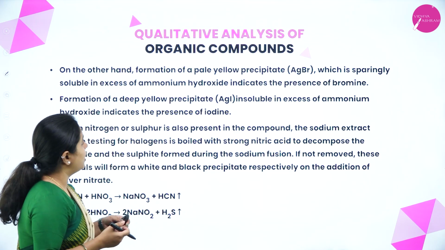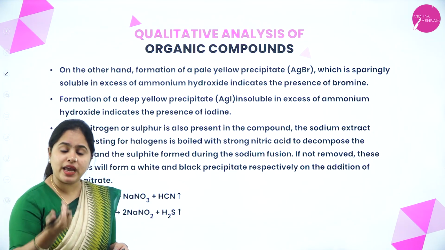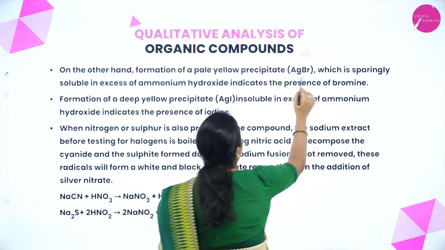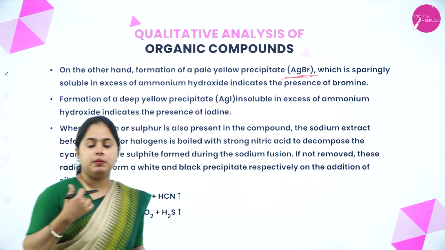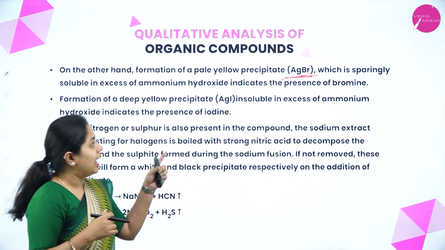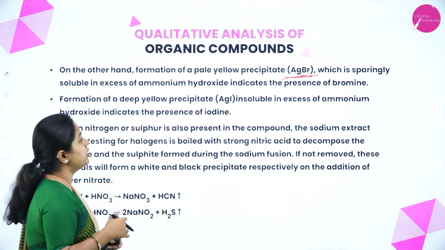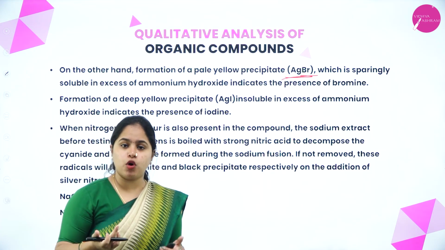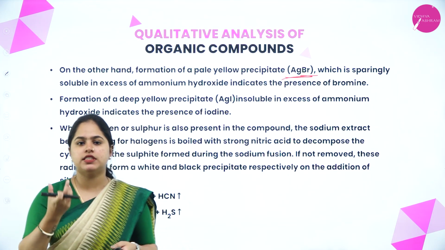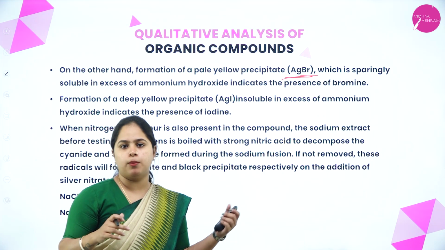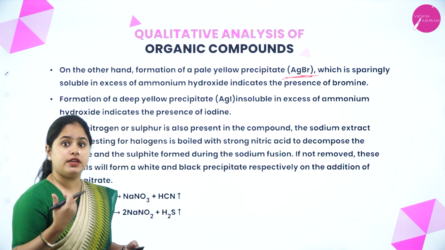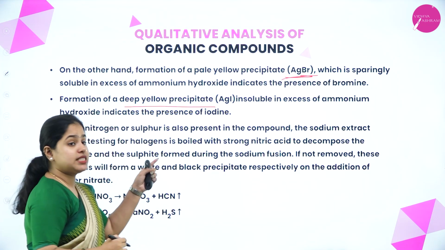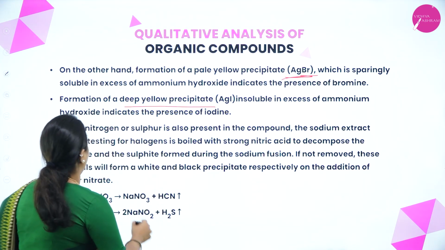Now on the other hand, the formation of a pale yellow color. If it is a pale yellow color, yes, the compound formed will be silver bromide, right? And this will be sparingly soluble in excess of ammonium hydroxide, right? So if it is bromine, you will get a pale yellow color which is sparingly soluble in ammonium hydroxide. And now if it is iodine, you will get a deep yellow color which is insoluble in excess of ammonium hydroxide.